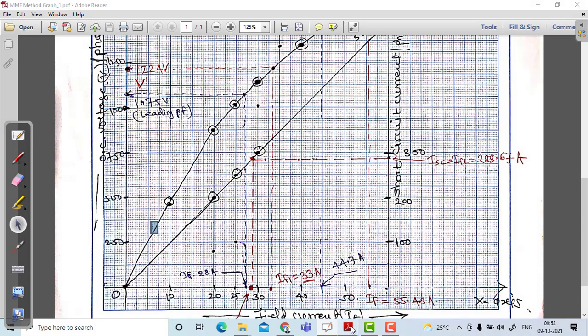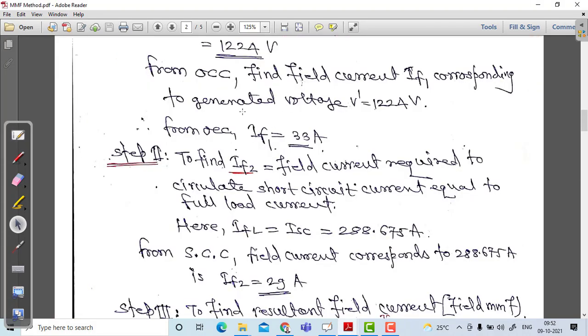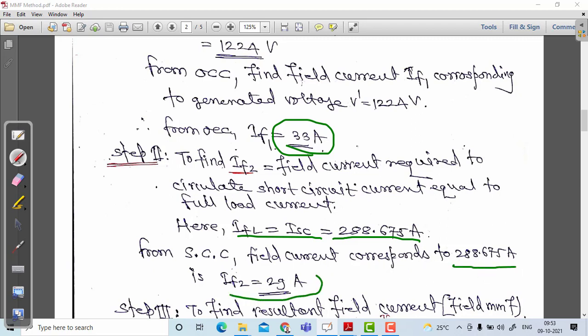So in this way, IF1 is 33. Now to find IF2, the field current required to circulate the short circuit current equal to the full load current, and the full load current we have just calculated. The full load current equal to short circuit current is 288.675 ampere, and therefore from the short circuit characteristics, find the field current corresponding to this, and the answer is IF2 is 29 ampere. Let us check it.